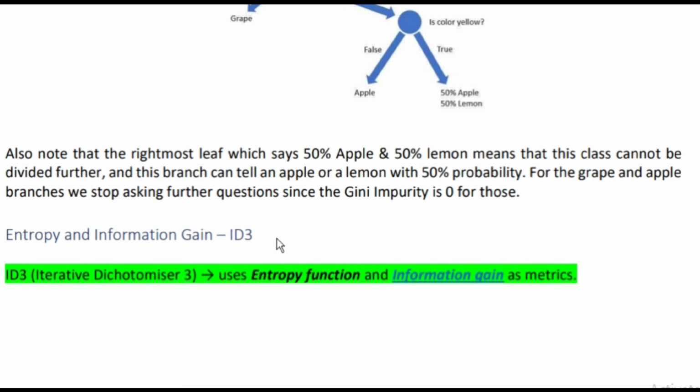Entropy and information gain: ID3. ID3, Iterative Dichotomiser 3, uses the entropy function and information gain as metrics.